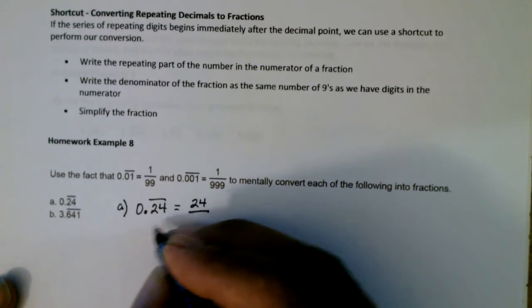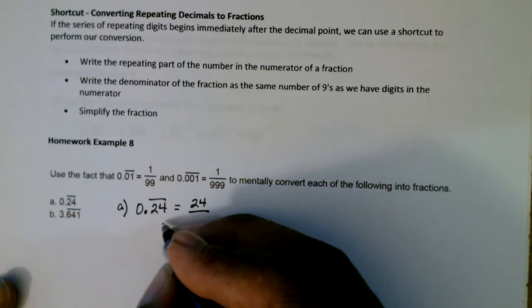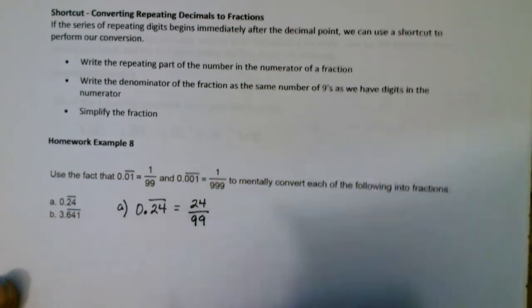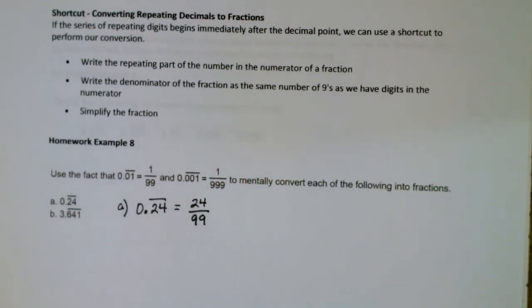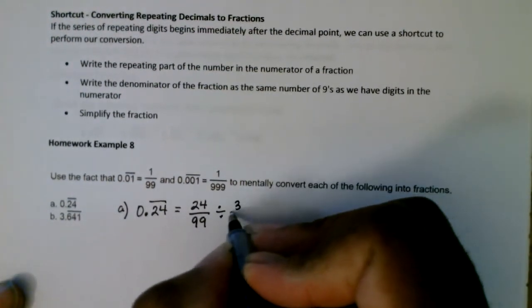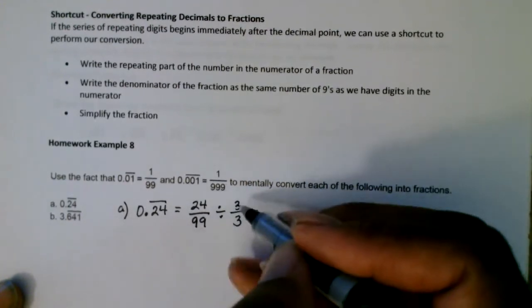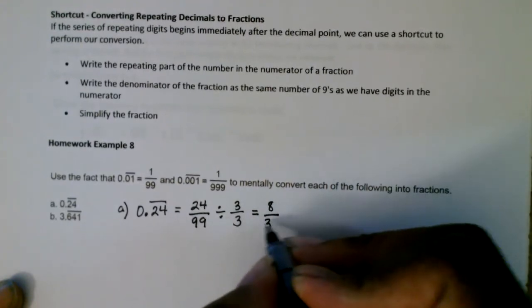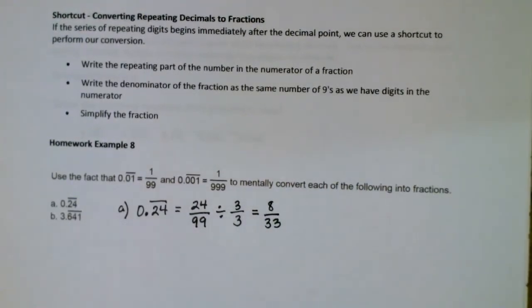And there are 2 digits that repeat. So for every digit that repeats, we include a 9. So 2 digits repeat, so we need 2 nines. So we have 24 over 99. Now we can reduce that in simplest form by dividing the numerator and the denominator by 3. So if I divide 3 into 24, that would go 8 times. 3 goes into 99, 33 times. So 0.24 repeating as a fraction in simplest form would be 8 over 33.